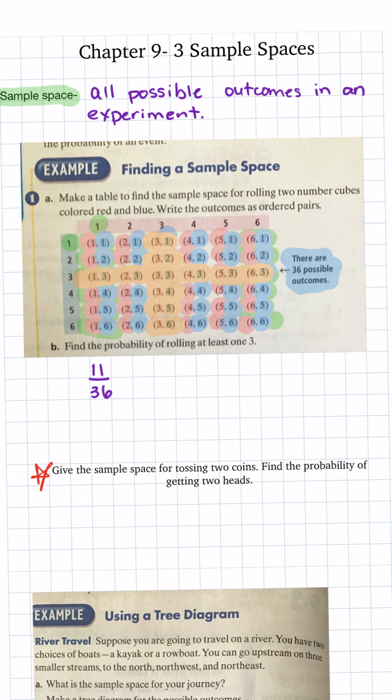So let's look at the example that they would like you to do on your own. Give the sample space for tossing 2 coins. Find the probability of getting 2 heads. So just think about that for a minute. Press pause. Come back to me when you're done.